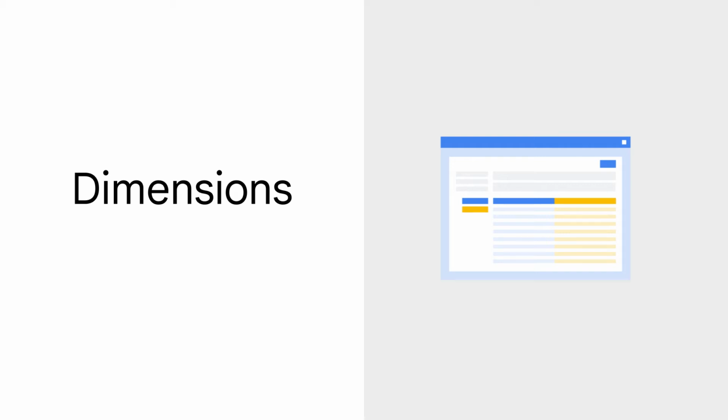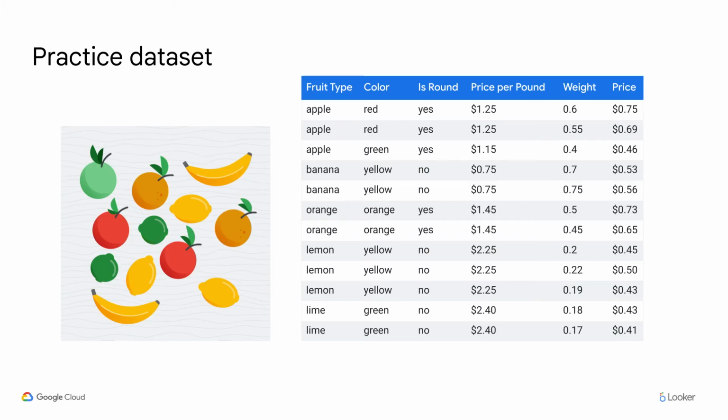Dimensions are attributes or characteristics of your data. Specifically, each column in a database table is a dimension in Looker. For example, this is a basic 12-row dataset that describes the fruit basket in the image on the left.